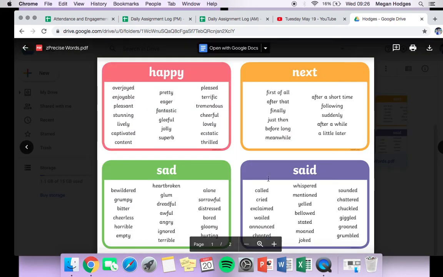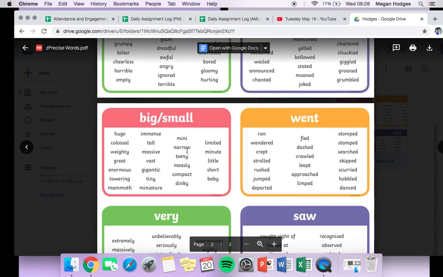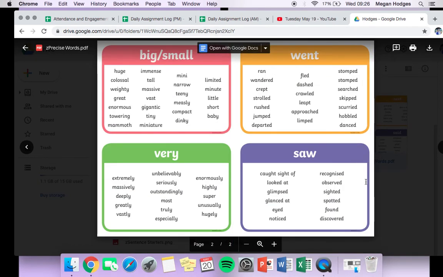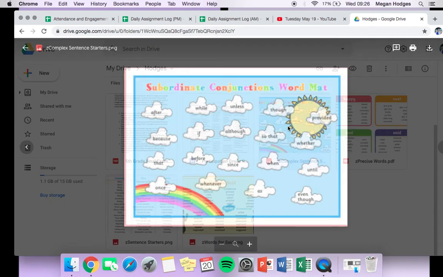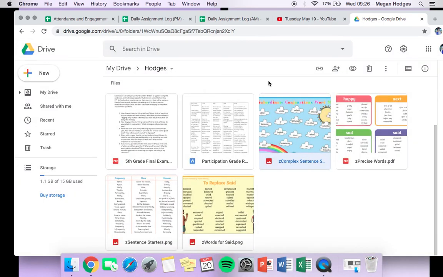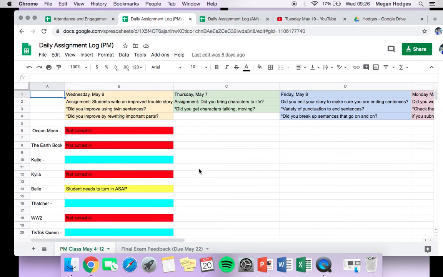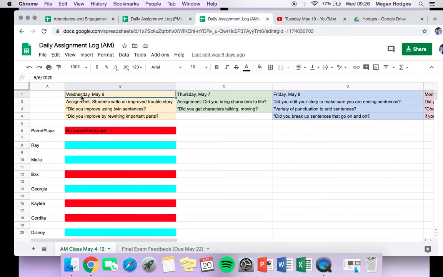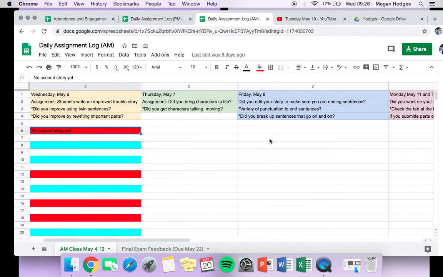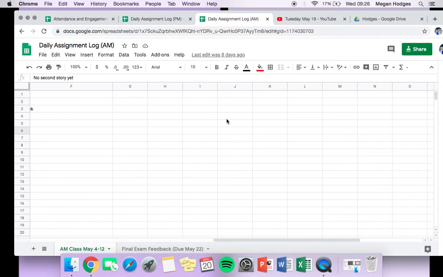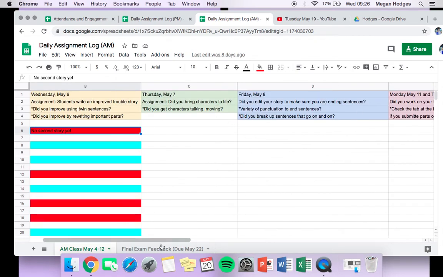And this picture right here is like a little thesaurus of some kind, and it goes down quite a bit. So this is me encouraging you guys to do more sophisticated writing. The reason why you need your tracker is because, yes, I'll pull up AM. At the top, this is your story number 2. This is the assignment from last week that you turned in, and this is how I'm grading them.